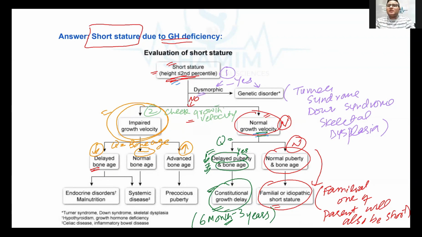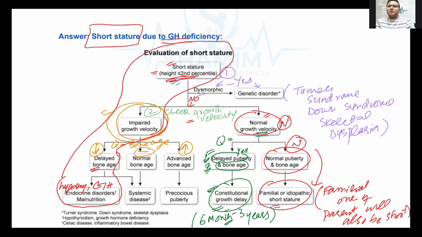What are these endocrine disorders? These may be hypothyroidism. These may be growth hormone disorder. This is our scenario. I have circled it in the red line. Our patient presented with short stature. Our patient presented with decreased growth velocity. Our patient presented with delayed bone age, and it was due to an endocrine problem, that was growth hormone deficiency.